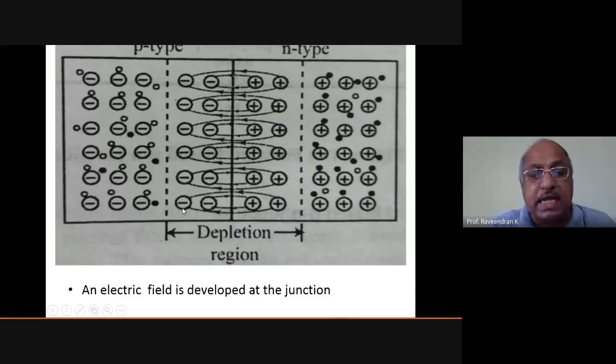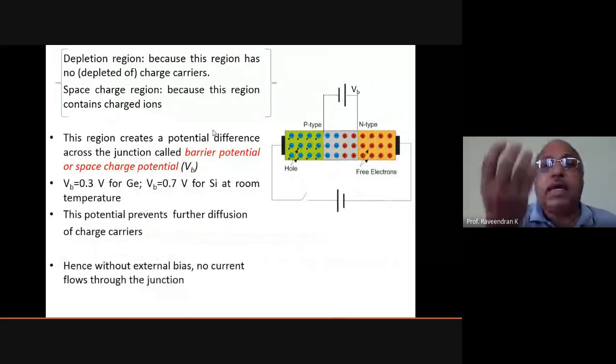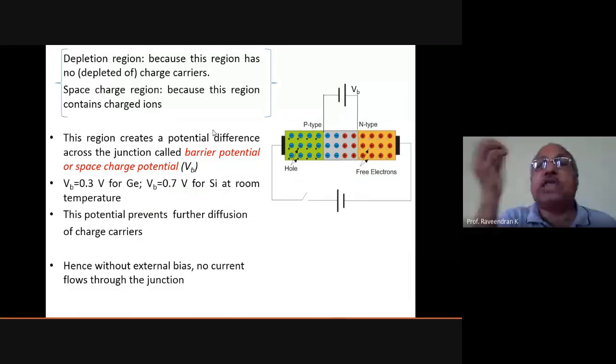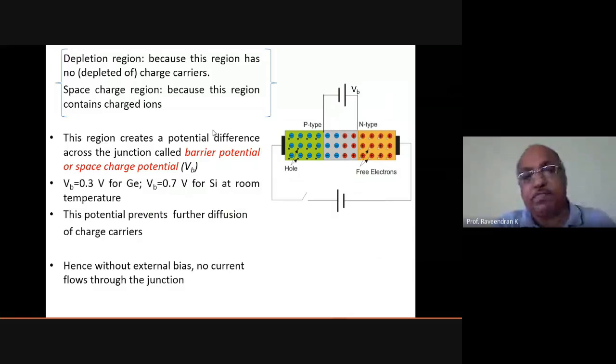And this region in effect will be acting as an electric field. That is because this region is formed by the recombination of electron-hole pairs, isn't it? In effect, in the PN junction, this particular region will be acting as an electric field. Follow my point. This electric field will usually appear as a voltage, because this region has no charge carriers. It is a depleted region.